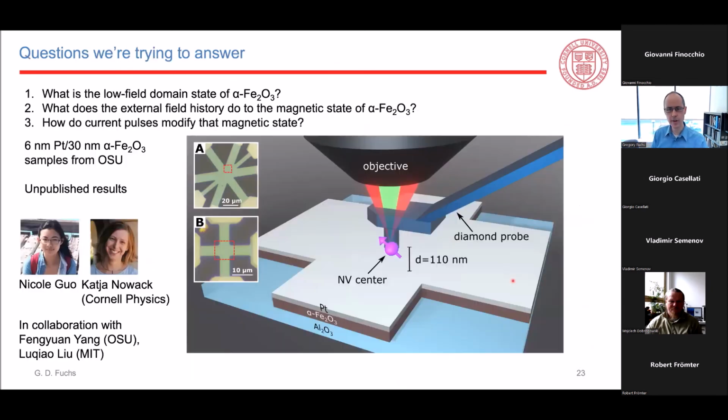Okay, so we thought that we might be able to apply another high resolution imaging technique to this, in which we scan a single NV center at the end of a scanning probe. And the basic questions are trying to understand the very complex nature of the domain states in alpha hematite and how that might interact with the switching that we see. So this is work done by my student Nicole Gu, and Nicole is co-advised by Katya Nowak, who's a faculty member in the physics department here at Cornell.